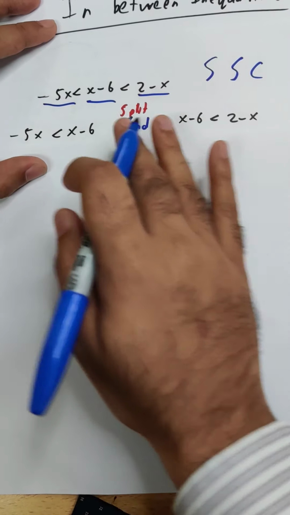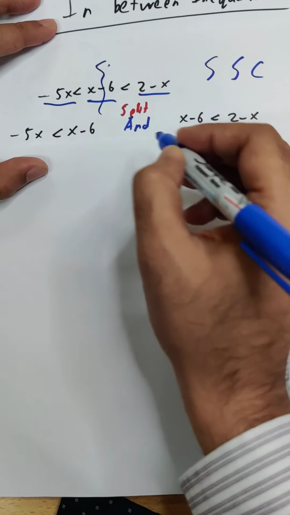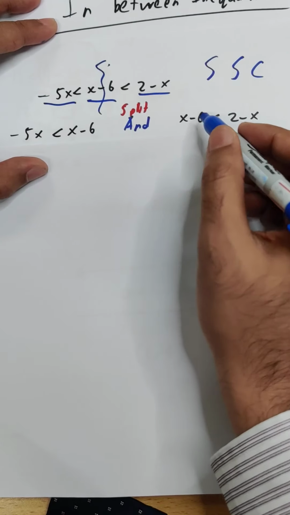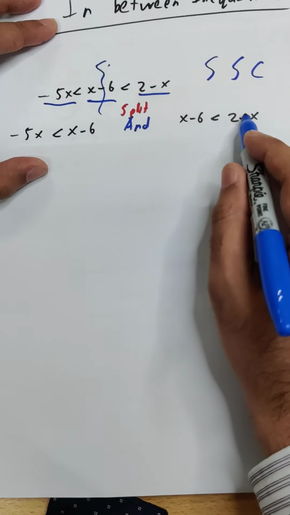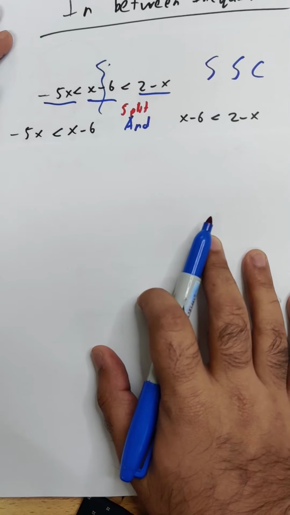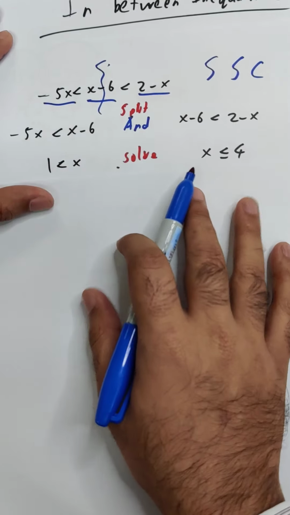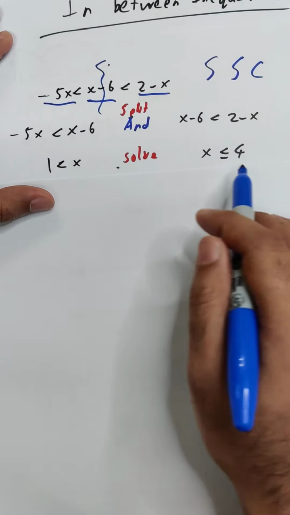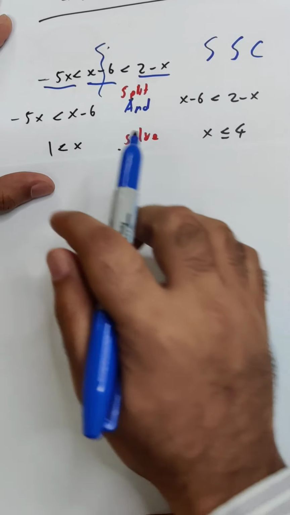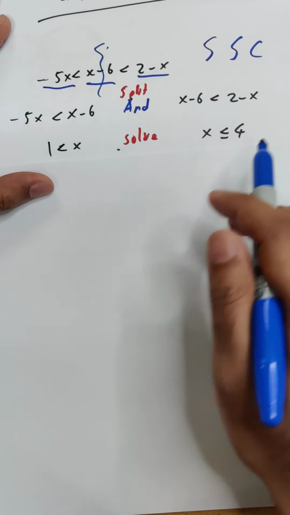The first thing you do is split it up. So what I did is I split it over here, but x minus 6 goes here, x minus 6 goes over here as well, as you can see, with negative 5x and 2 minus x over here. After you split, you solve it as usual, just solve it algebraically, move things around. Once you solve it, only then do you combine the answers. How do I combine? This is x more than 1, this is x less than 4.